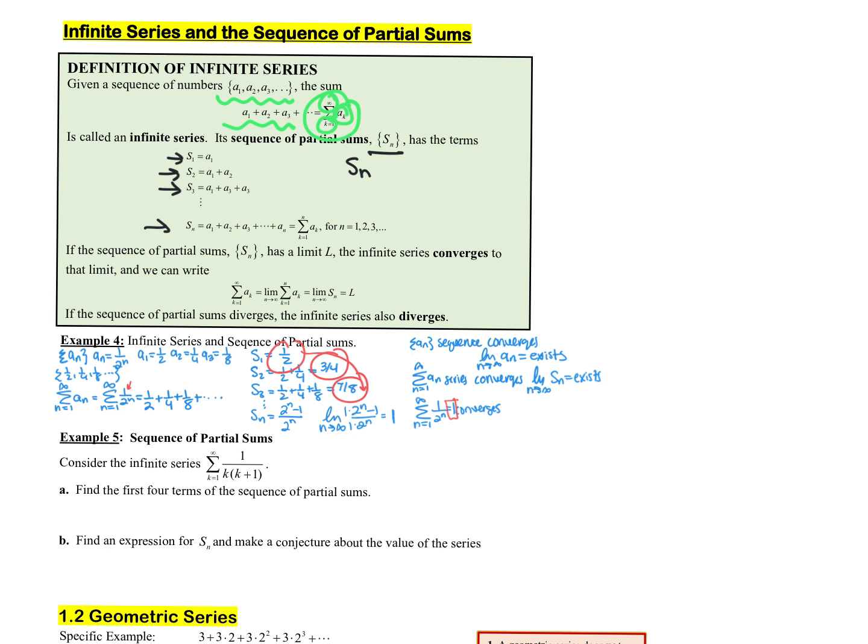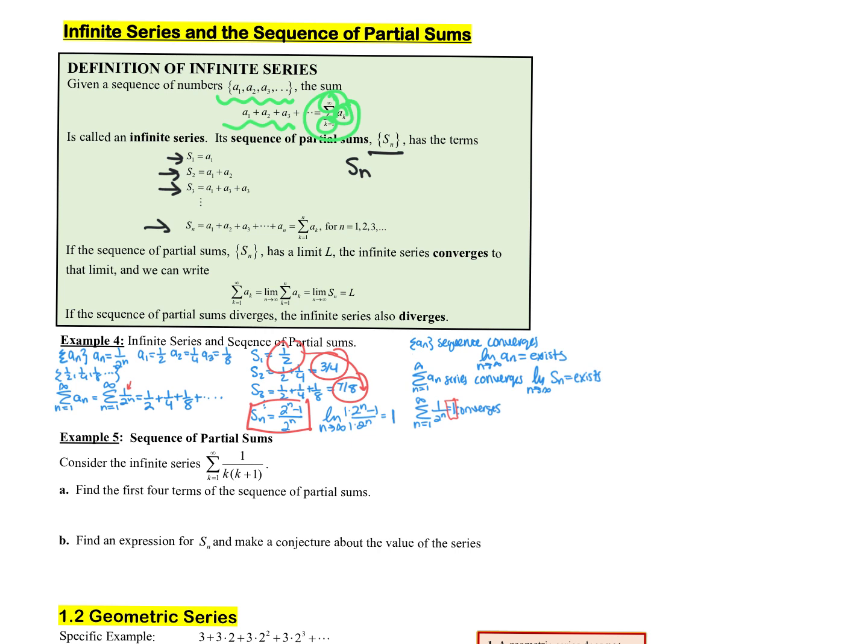So you could have a series that converges and a sequence that converges, but you could also have a sequence that converges and the series diverges. So we're going to explore that. Writing this formula for this S sub n is going to be tricky a lot of the times. We'll look at one more example here and then we'll talk about what happens if we can't write that formula. But this is how we know if a series converges.